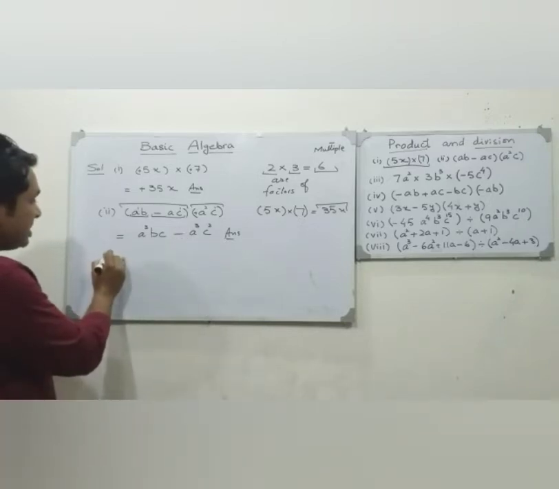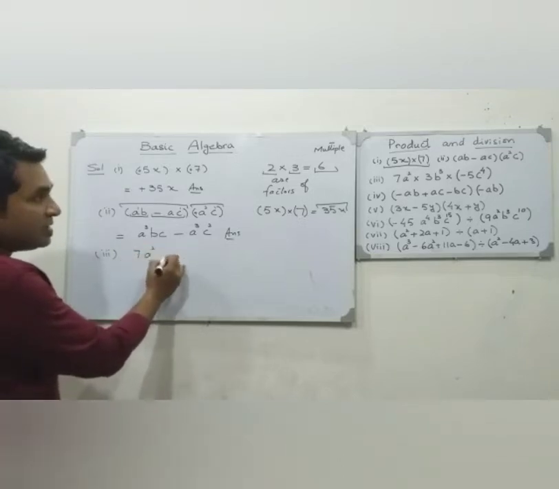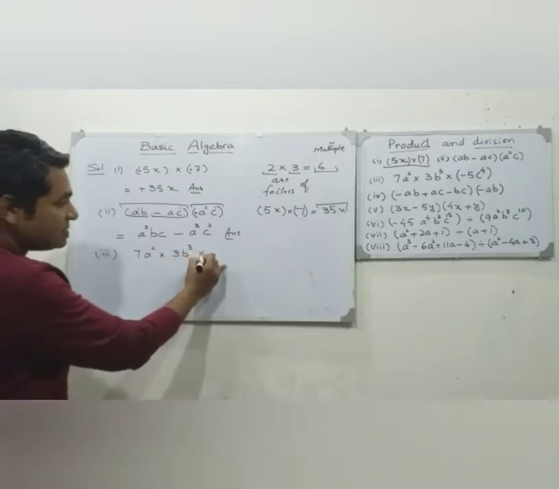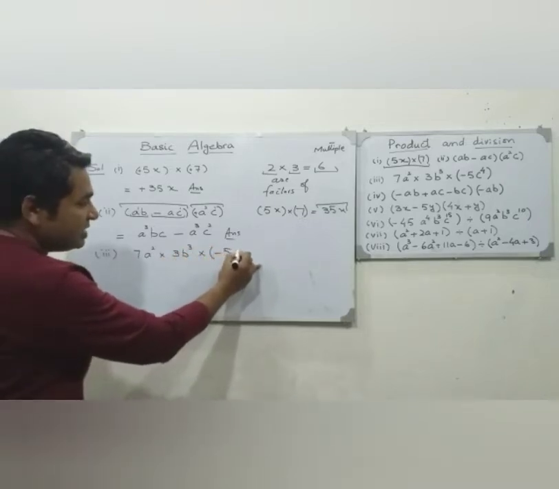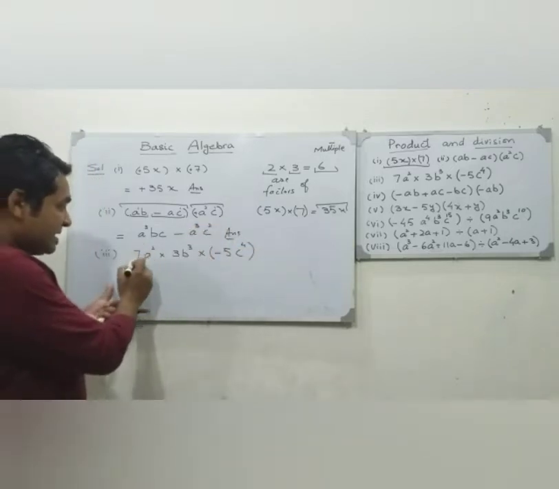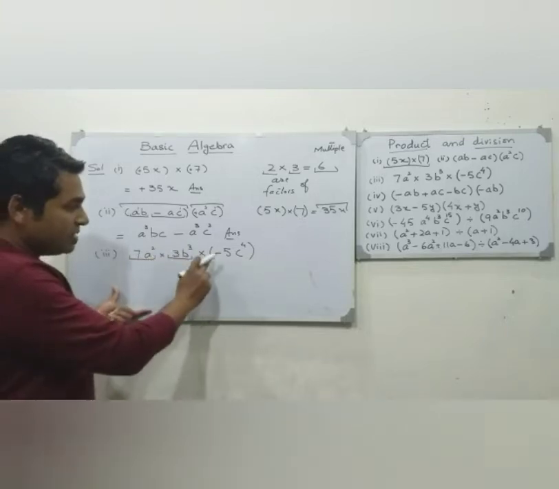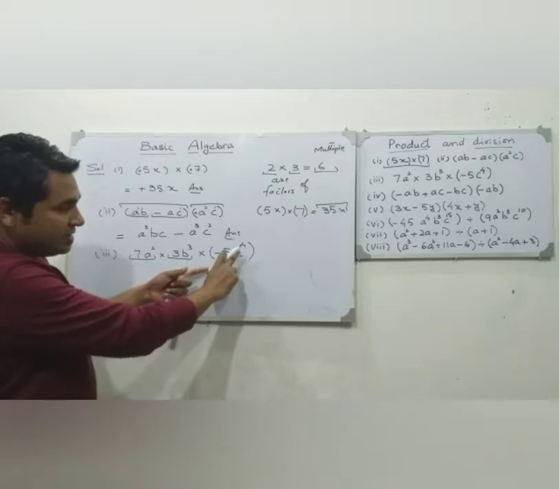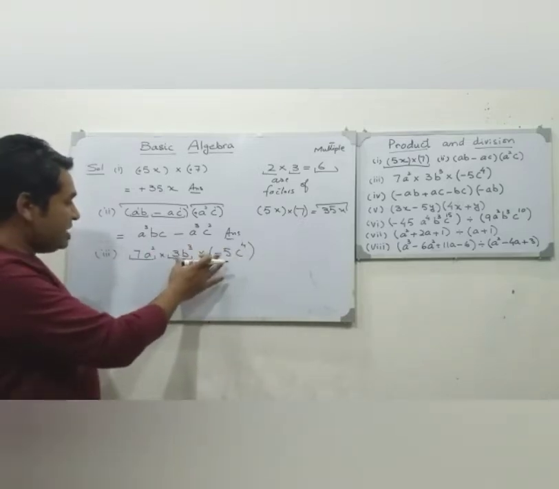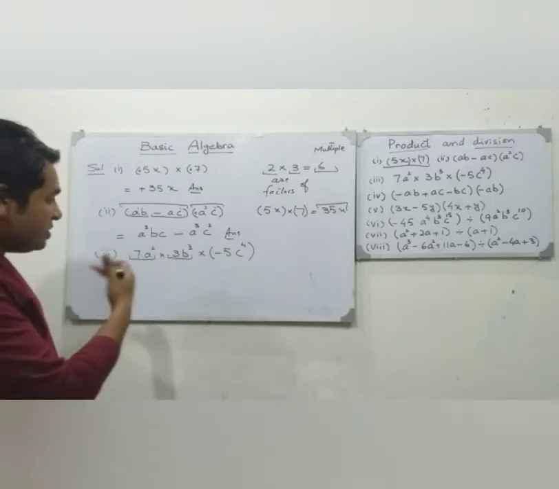The third part is 7a squared times 3b cubed times minus 5c to the power 4. You can see that this 7a squared, this 3b cubed, and minus 5c4 are all multiplying with each other. So this is the product given to us, and now we are going to find its answer.